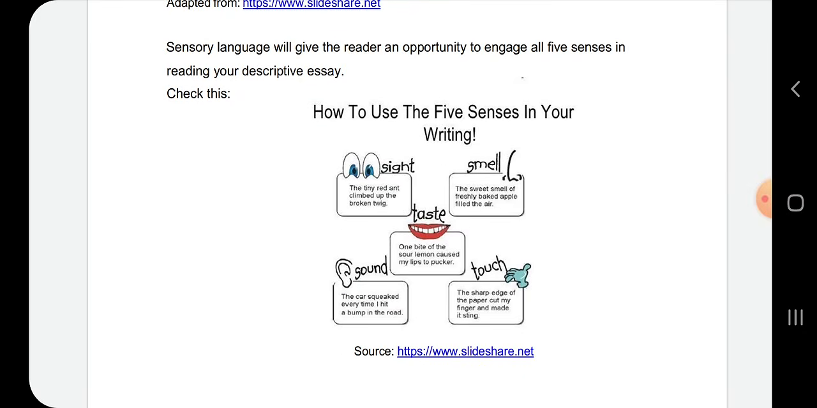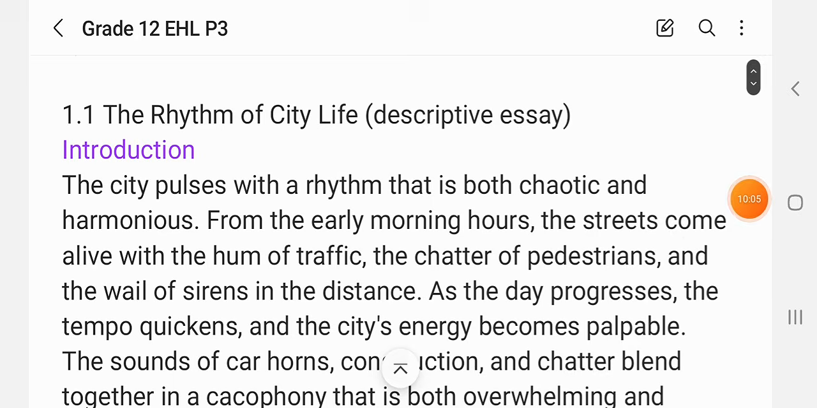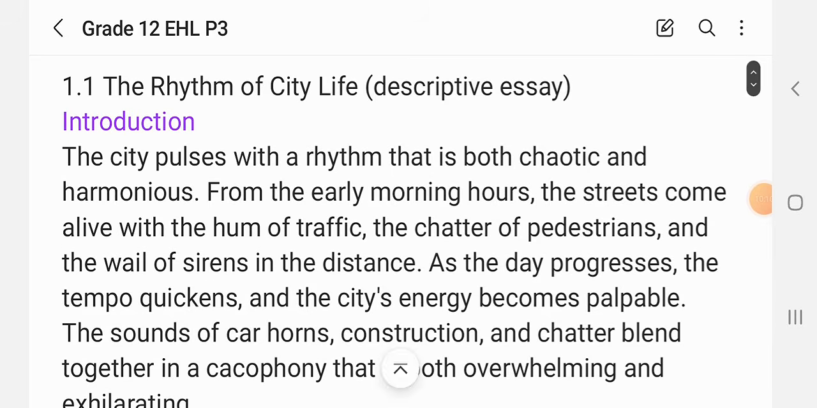So it will give the reader the opportunity to engage all five senses in reading your descriptive essay. So your reader is able to go with you through the different sections of your essay. Every detail, the reader will be able to imagine the sight, the smell, the taste, the sound, and the touch when you talk about them. All right, the rhythm of city life. I've decided to make it a descriptive essay to describe the rhythm of city life.